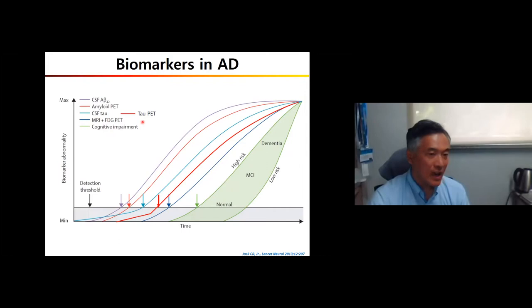After all this evidence, we can see the MRI or FDG PET showing morphological or functional changes in the brain. And right after that, we can identify cognitive impairment in the Alzheimer's patient. So in this disease course, in the early phase we can see the amyloid PET, in the medium phase the tau PET, and in the late stage the FDG PET.